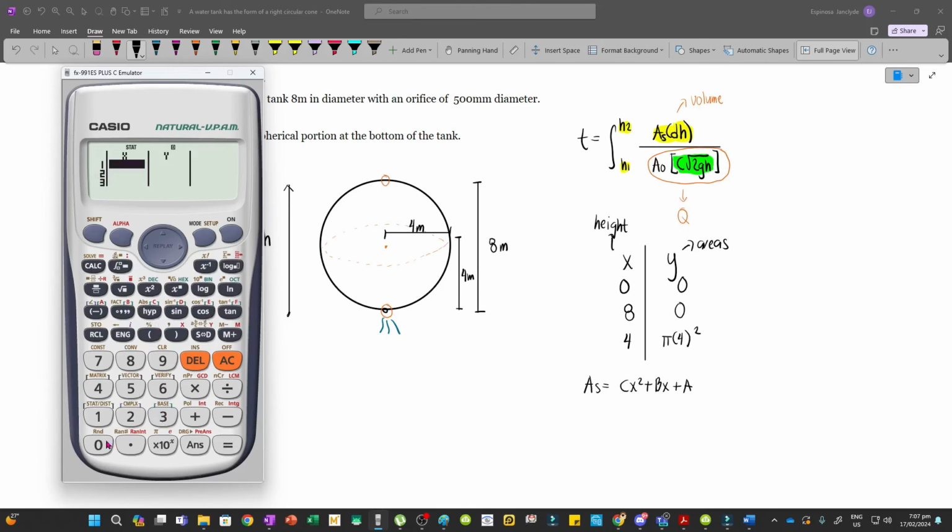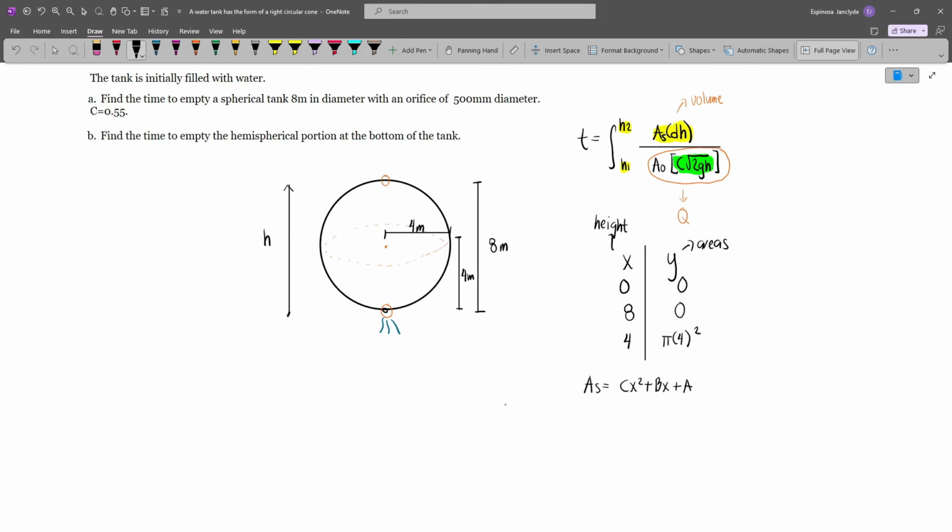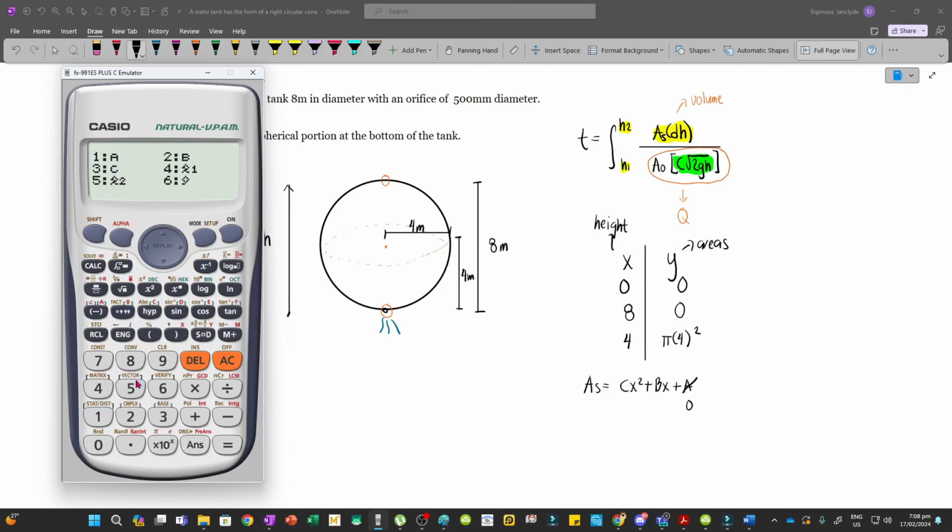So for x, we have 0, 0 and then 8, 0 and then 4 with an area of pi times 4 squared. Press AC and then press shift stat. Let's go to regression and then let's press A. Press equals, magiging 0. So this is 0. And then let's now go to B. Yung B natin is 25.1327.